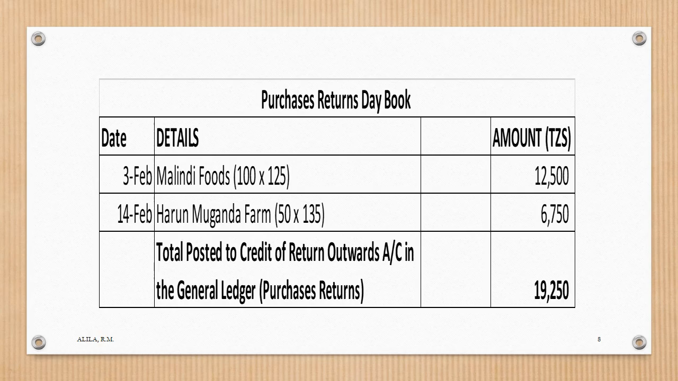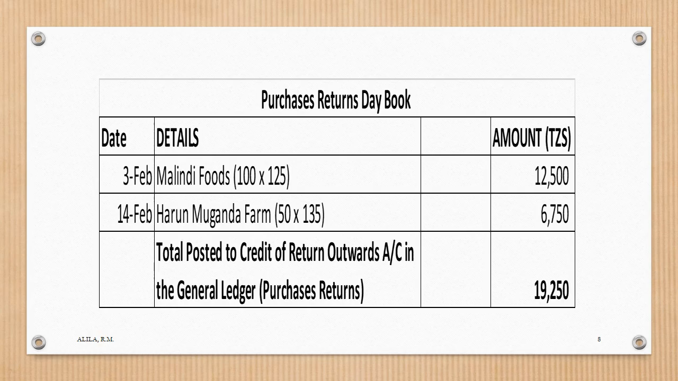100 bunches, but these bunches cost 135 each, so this is 12,500. We make a return on February to Harun Muganda, which were sold 50 bunches. The 50 bunches cost 135, so 6,750. So if you add the two, at the end of the day, in the general ledger the return outward account will be credited with 19,250.